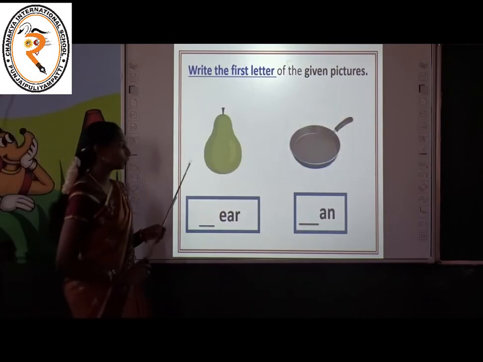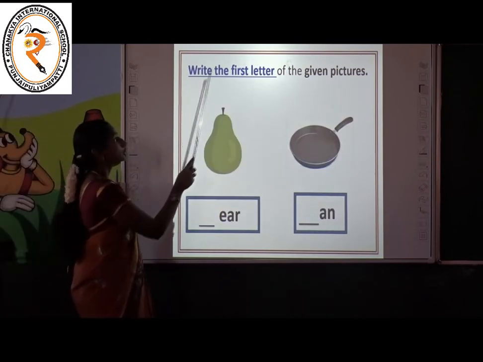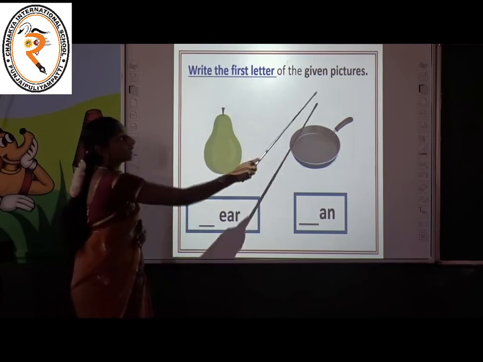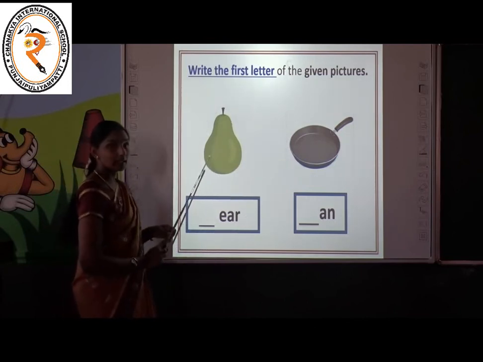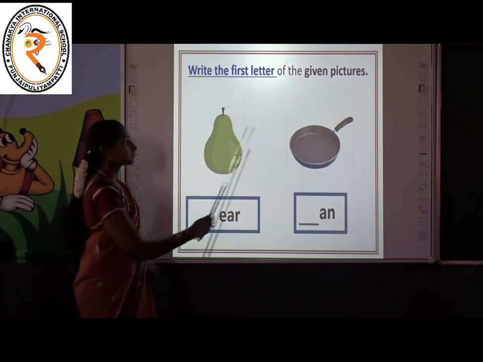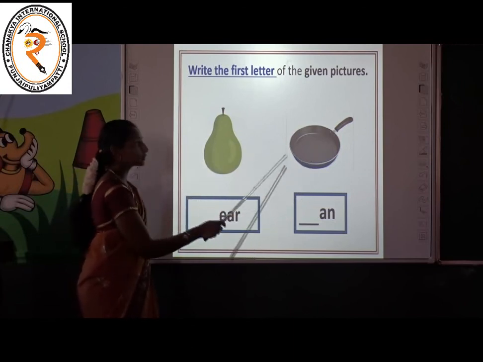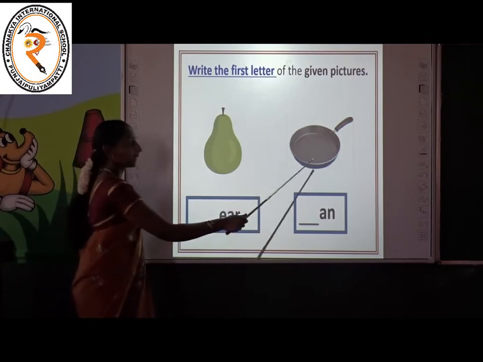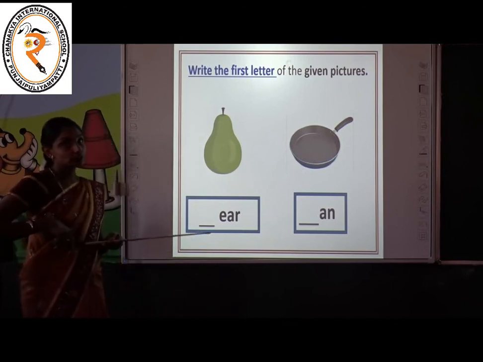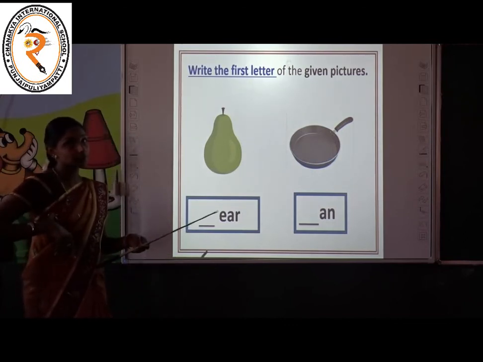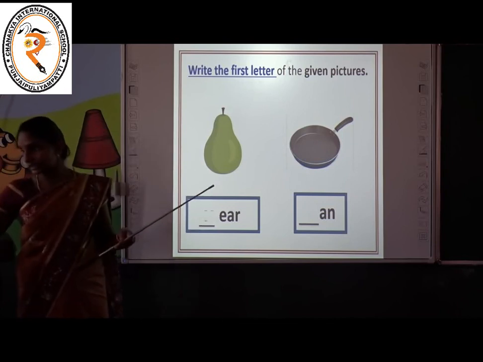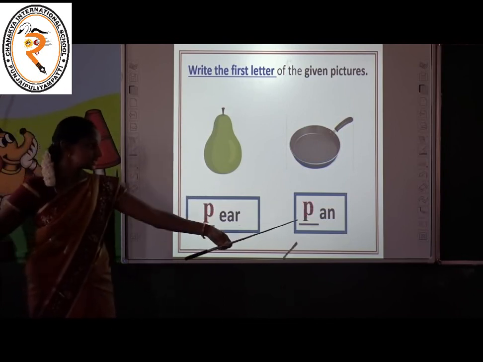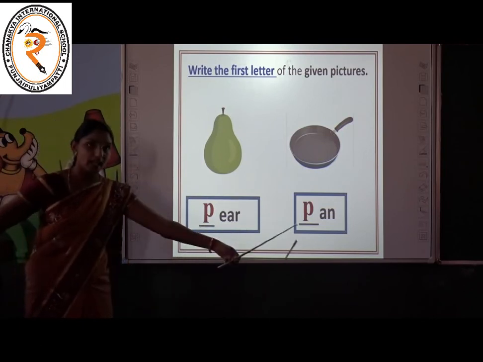The next one. What is it? Again, you are going to write the first letter of the given picture. What is it? Pear. It is a fruit. No. It is a pan. We use it in the kitchen to cook food. Pan. Children, now can you tell me the first letter of these pictures? Think, children. Which letter gives the sound of pan? Yes, you are correct. Letter P. This is pan.